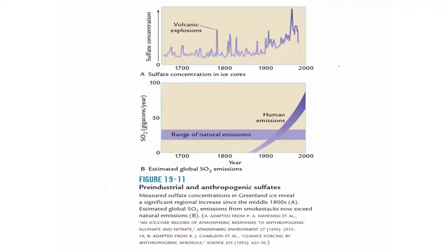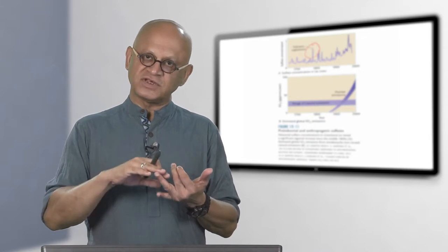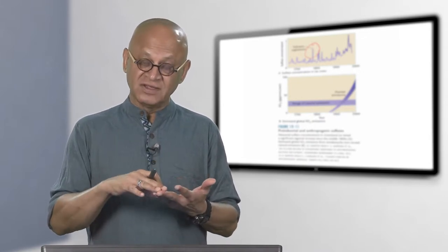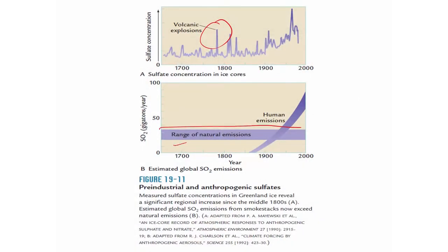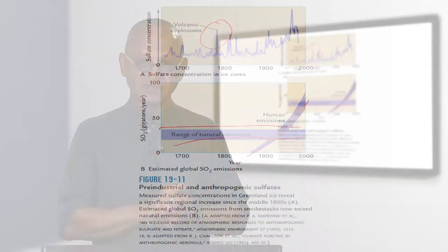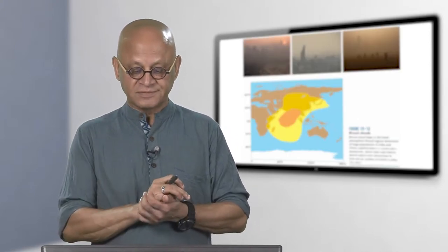So how has sulfate concentration varied? Going back to about 1600, we can look at the sulfate emissions from volcanoes. Volcanoes put out a lot of CO2, but also lots of ash and also lots of sulfate, carbon monoxide, methane, and so on and so on. So the range of natural emissions is shown here. And since the Industrial Revolution, the human emissions again have gone well beyond the range of natural variability of sulfates. So this is a significant forcing on the climate due to human activities.